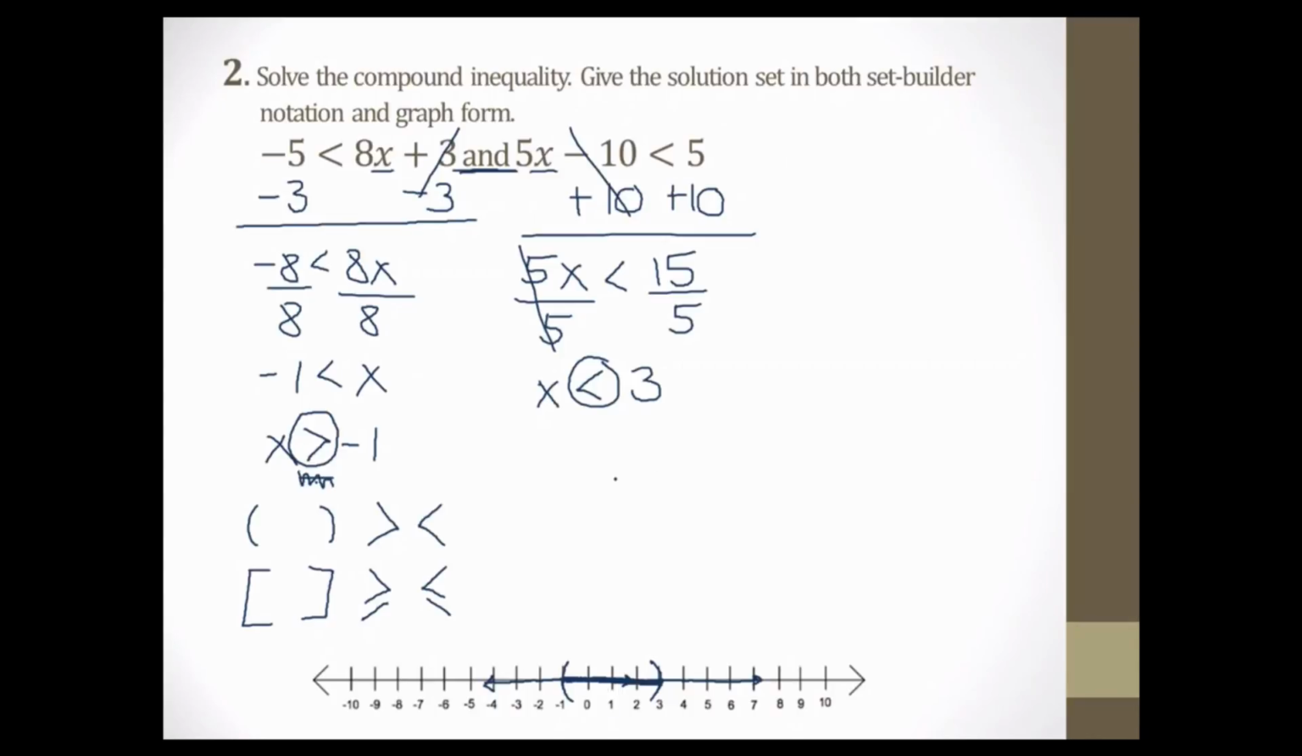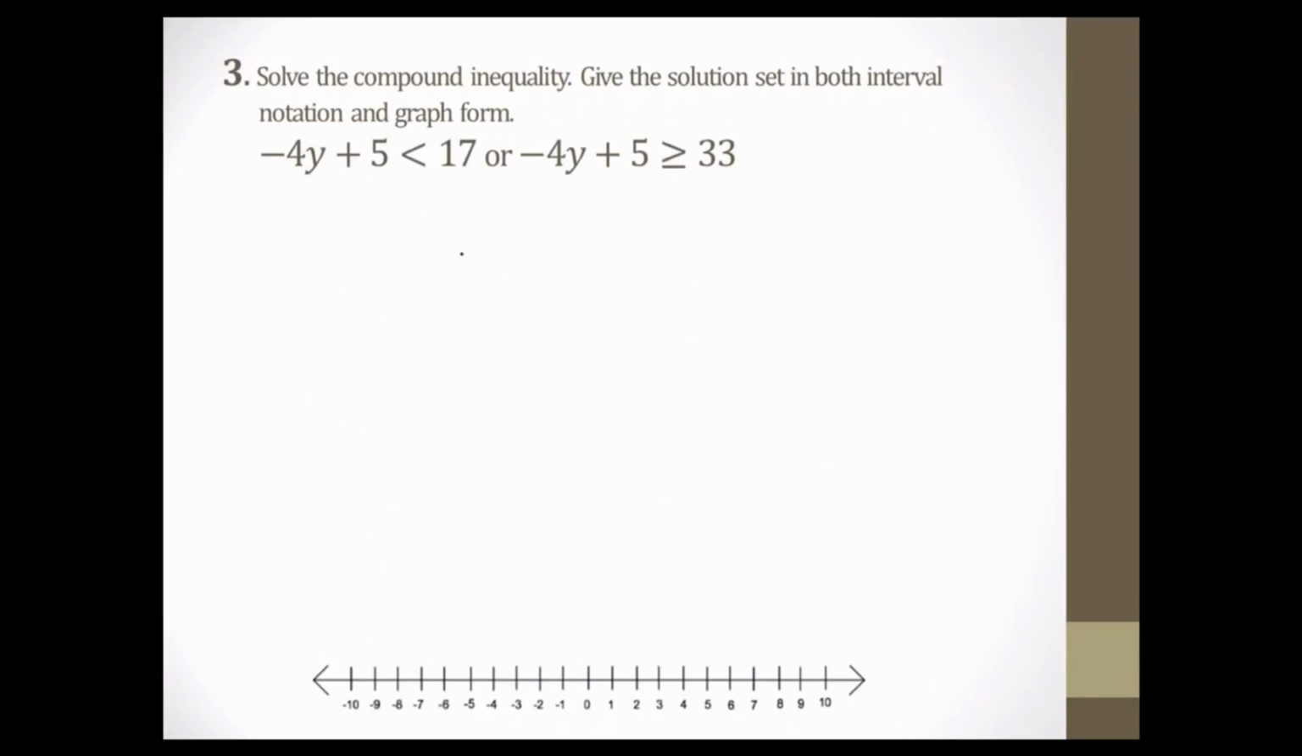So writing this in set builder notation, we need our curly braces and then x such that, and now you see how x is in the middle? So it started at -1 and x is basically greater than, which means this sign, and then x is also less than 3. So this would be our solution in set builder notation, and this would be our graph. Let's move on to number 3, which is similar, but in this case it actually says OR.